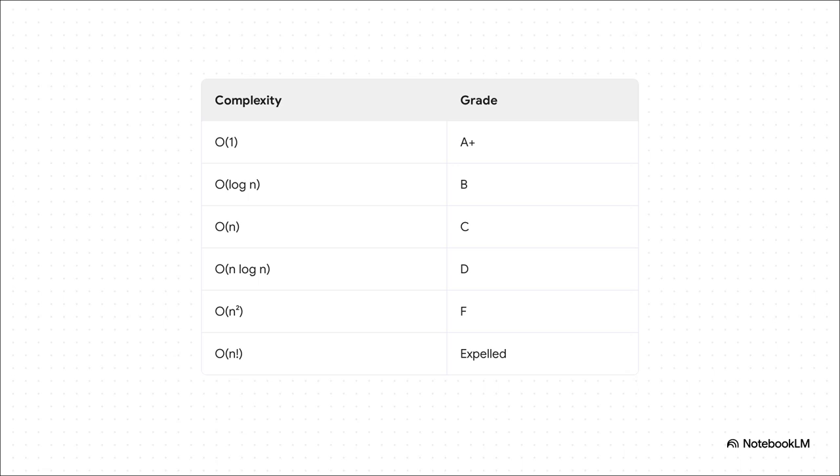Then you have O of log n, which is incredibly fast for searching. That's a solid B. A reliable friend O of n, linear time, gets a C. It's average, it gets the job done. But then we fall off a cliff. O of n squared is a definite F. It's a failing grade. And something like O of n factorial time, that is so catastrophically bad, you don't just fail, you get expelled.